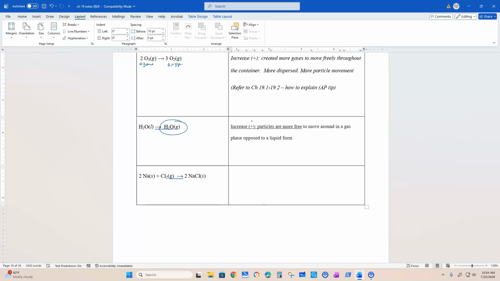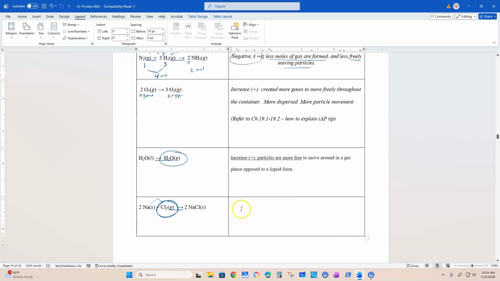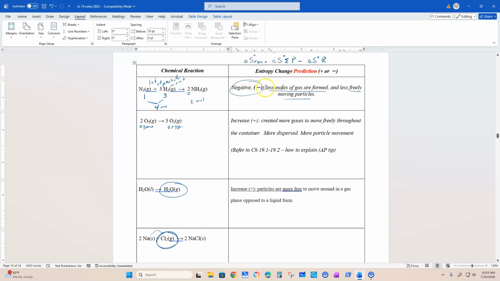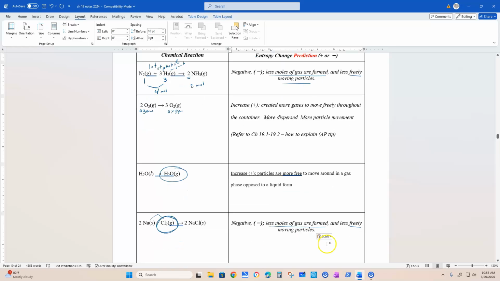Even though I have 3 moles of particles here, I have a gas, and now I went to a solid. I've restricted movement. I'm definitely going to be decreasing. So you can even mention what was mentioned here, negative, because I have less freely moving particles in the solid phase. There you go. So less moles of gas are formed and less freely moving particles in the solid phases.